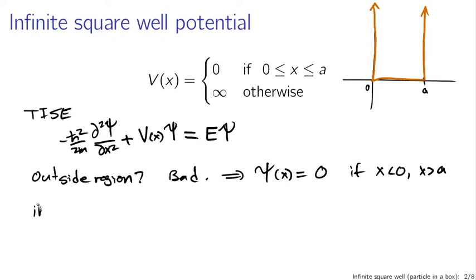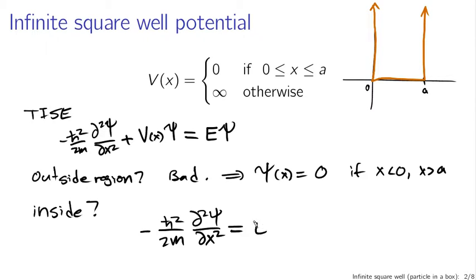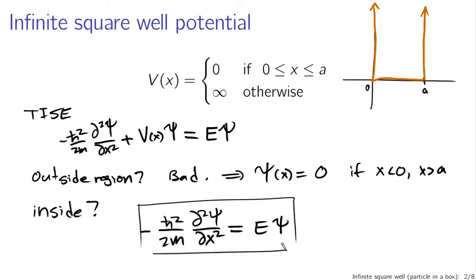Now, what if we're inside? Then V of x is 0, and we can cancel this entire term out of our equation. What we're left with then is minus h bar squared over 2m, second partial derivative of psi with respect to x, is equal to E times psi, just dropping that term entirely. So this is the time-independent Schrödinger equation that we want to solve.